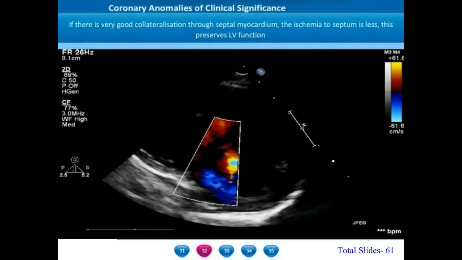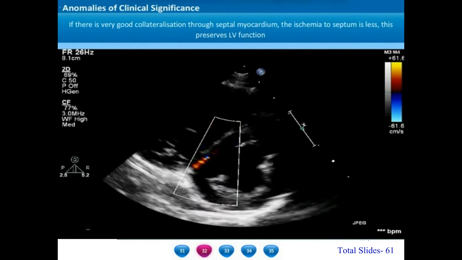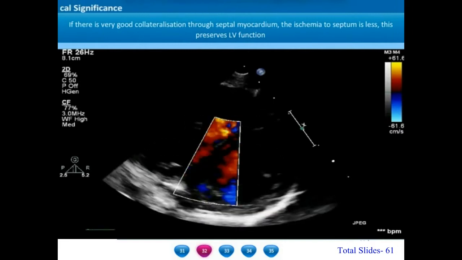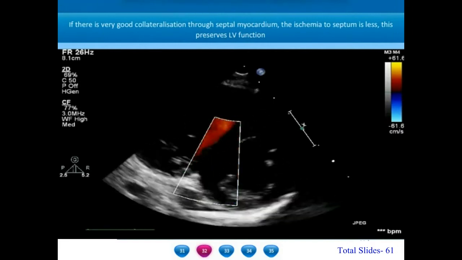If there is a very good collateralization through the septal myocardium, the ischemia to the septum is less, and this preserves the LV function.